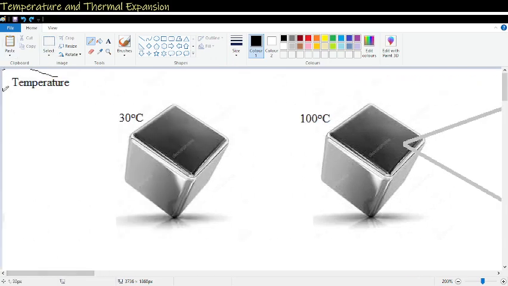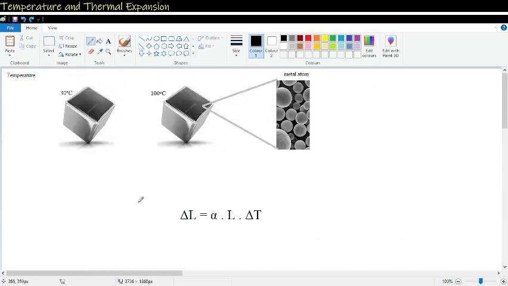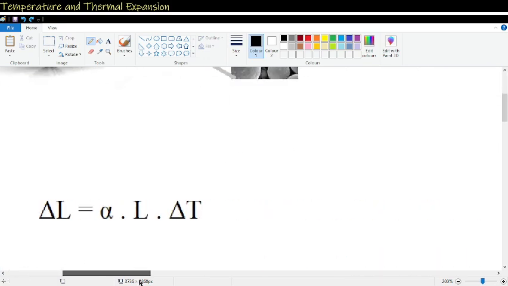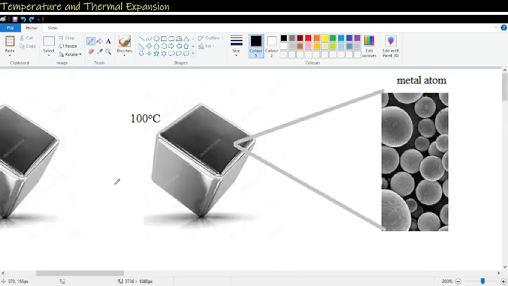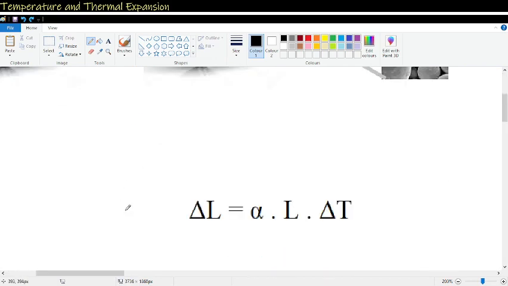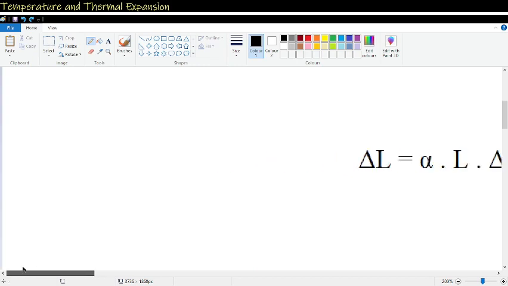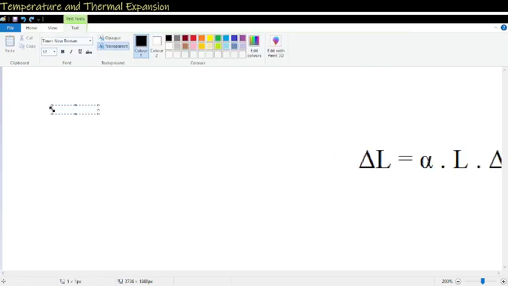So what is temperature actually? In physics, it is the measurement of particle movement. And then if we increase temperature, it can make the shape change, it can melt, it can change state, and it can expand. So in this video, let's not start with the formula. Let's start with the logic.